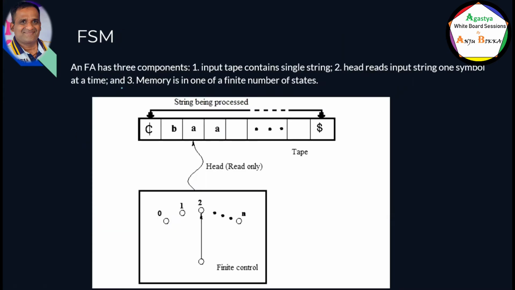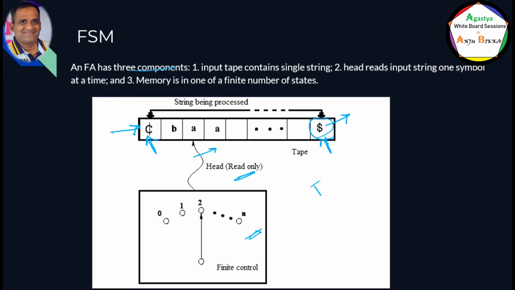Now we can see an FSM has three components. One is the input tape. The input string is always embedded between two symbols. This is the start of the input, and this is the end. When the head reaches this symbol, which is a dollar, it means the input string is finished. This is the input string, and this is the read head. This is the second component, a read-only head. And this is the control unit.